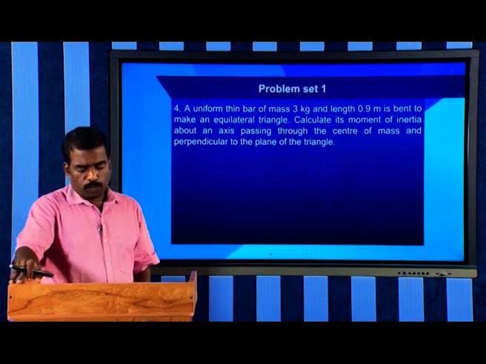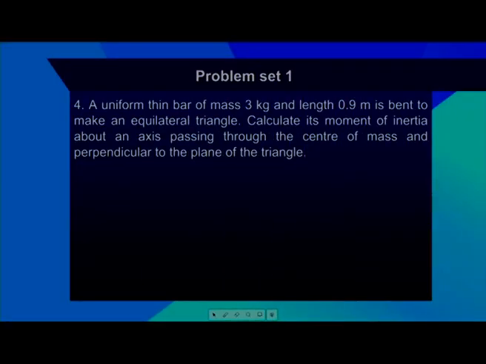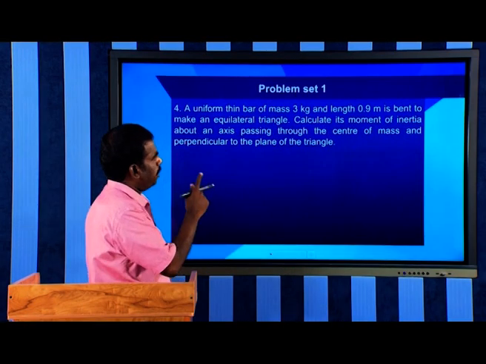So, this is somewhat tricky. A uniform thin bar of mass 3 kg and length 0.9 meter is bent to make an equilateral triangle. Calculate its moment of inertia about an axis passing through the center of mass and perpendicular to the plane of the triangle. So, here we need to draw that figure first.